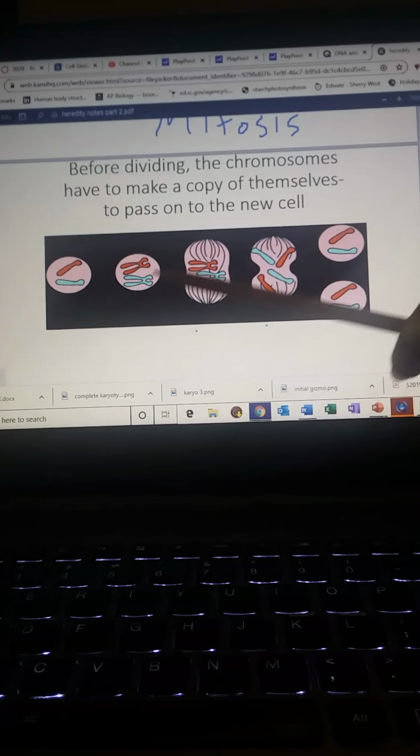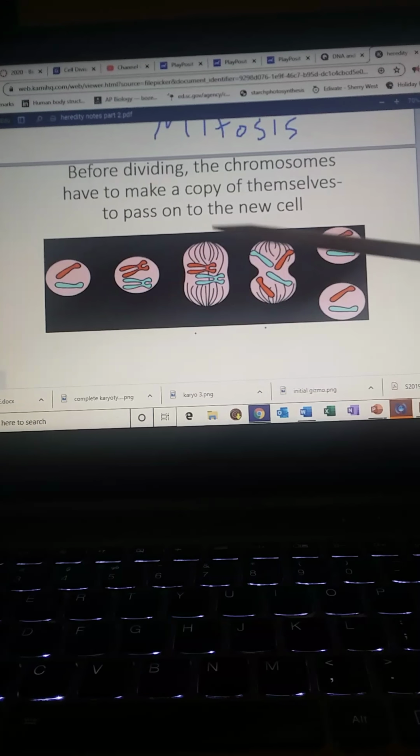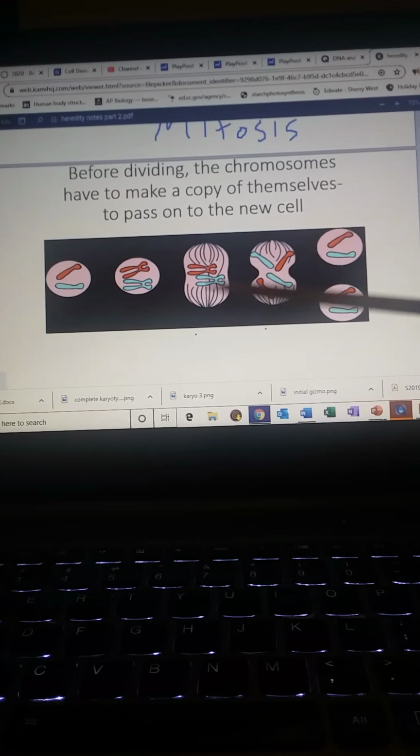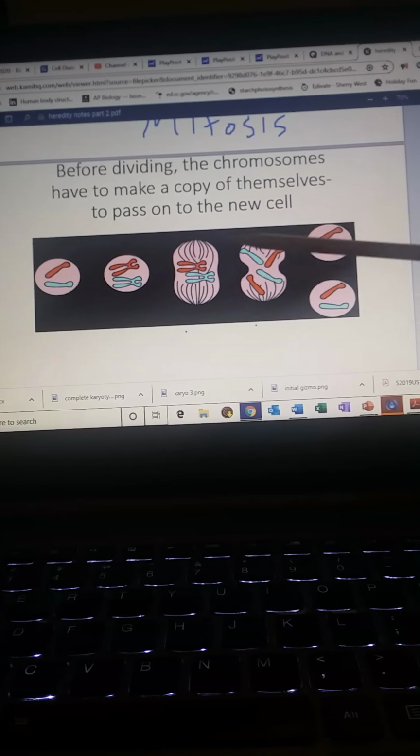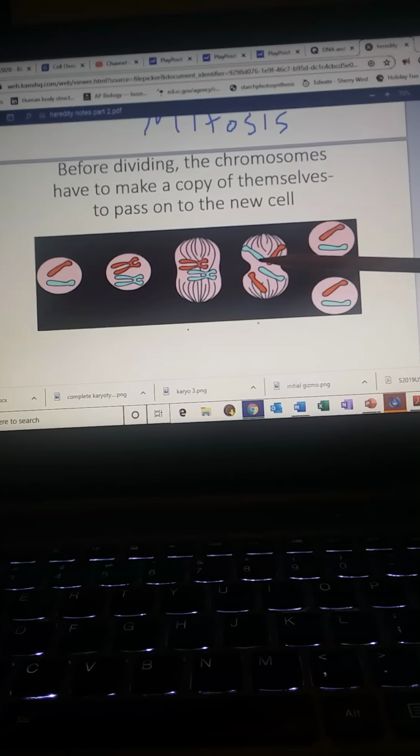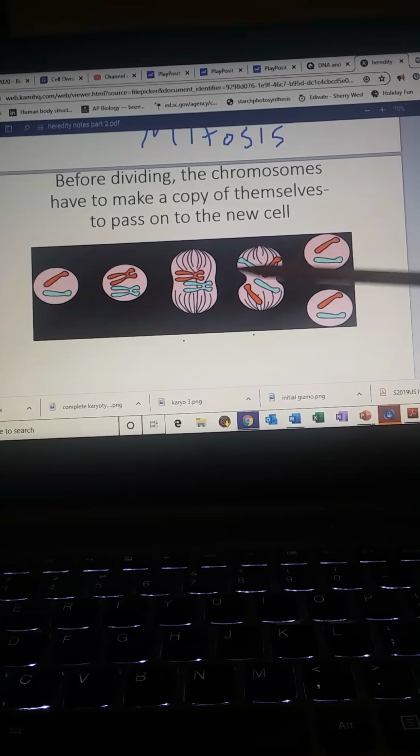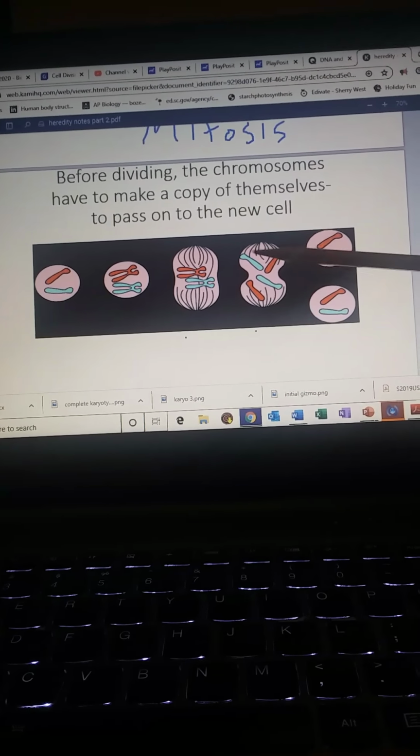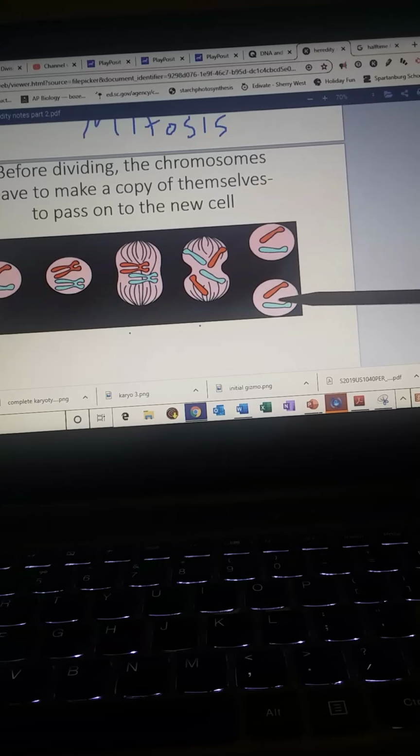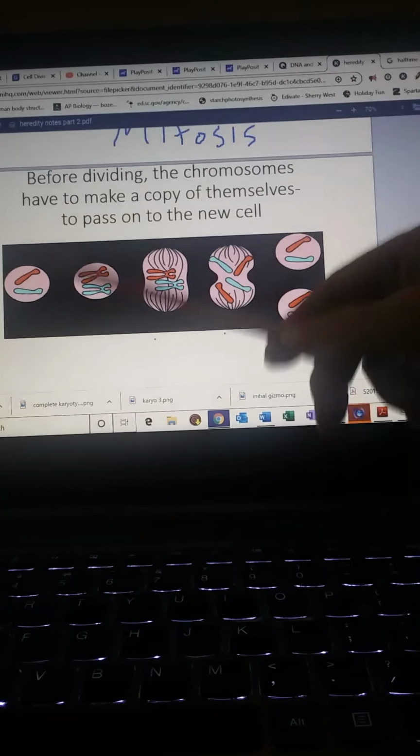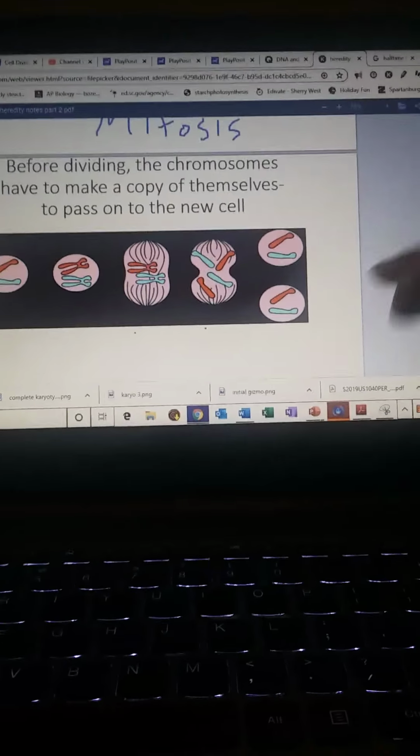So now that we have a copy, this cell is going to start growing and stretching, pulling itself apart, so that by the end, we have half of that red on this side and the other half of the red on this side, and same thing for the blue. Now we have 2 cells that are identical to the one we started with. So that is the big picture.